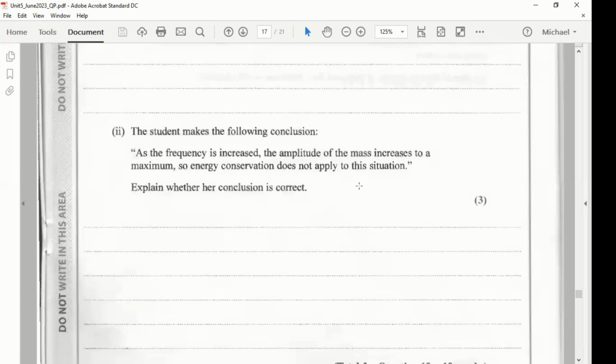So her statement cannot be correct because it's just not true to say that. It's just that sometimes your energy accounting doesn't work because you've lost some energy to the environment. It doesn't mean that energy isn't being conserved. It is being conserved. It's just being dissipated. I'm not very happy with that for 3 marks.